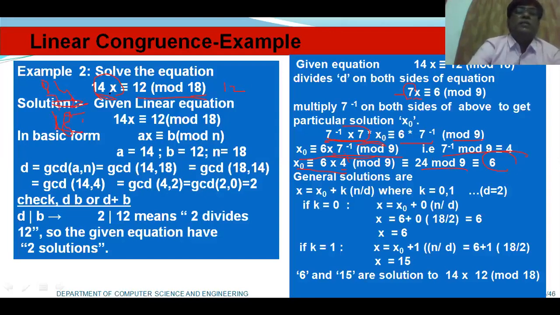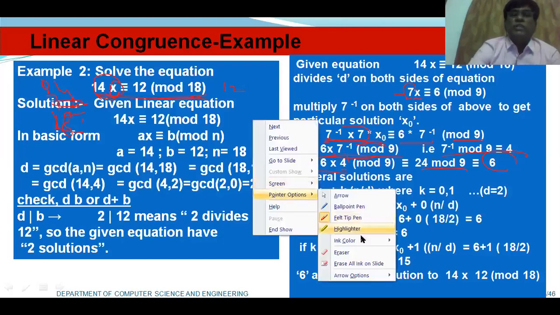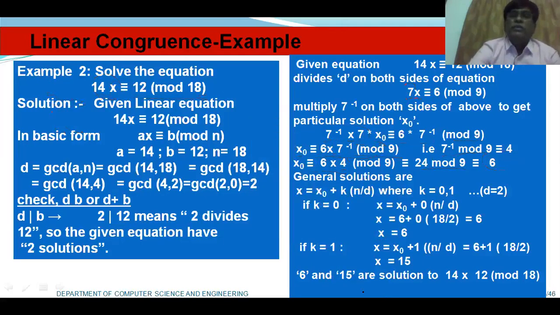That's why the particular solution for this equation is x value can be 6. Now find out the general solution. To find the general solution, we have the equation x equal to x naught plus k into n by d. Here the k value can be from 0. Substitute 0 in the place of k, then 1, then 2, like that. Here we have two solutions only, because d equal to 2, so put k equal to 0 and 1.